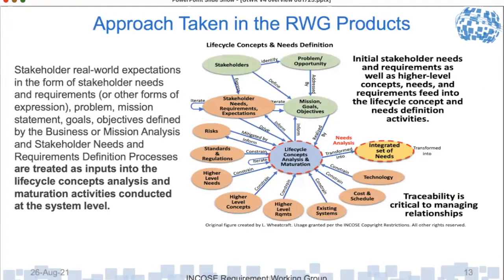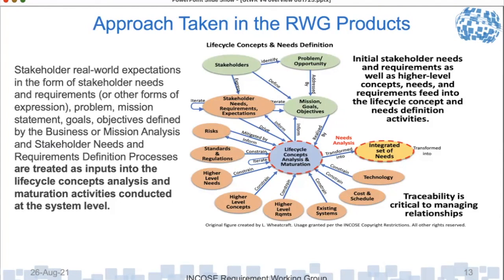And the approach taken in our products, the stakeholder real-world expectations in the form of stakeholder needs and requirements, or other forms of expression like use cases or whatever, and the problem, mission statement, goals, objectives that are defined with the INCOSE's technical process, the business and mission analysis, and the stakeholder needs definition process. And these are all treated for our particular system of interest as inputs into our lifecycle concepts and analysis and maturation activities, which are conducted for our particular system.